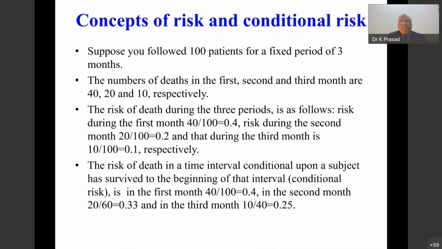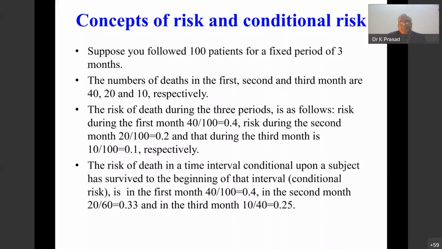Now, here one more concept is very important to know, and that is the concept of risk and conditional risk. So, risk of having an event, for example. Let's say you are following up 100 patients for a fixed period of 3 months. So, easy to handle. And in the first month, 40 people die. Second month, 20 people die. And third month, 10 people die. So the risk of death during first month, second month, third month will be calculated by the denominator 100 because you started with 100 patients. 40% died in the first month, 20% died in the second month, and 10% died in the third month. So 40 out of 100, 40%, 20 out of 100, 20%, 10 out of 100, 10%. So that is what is risk.